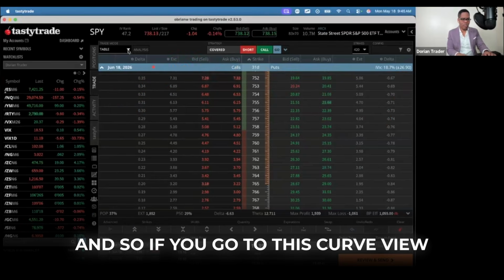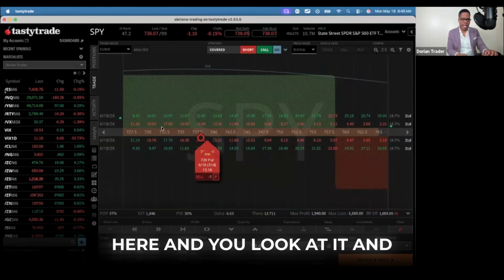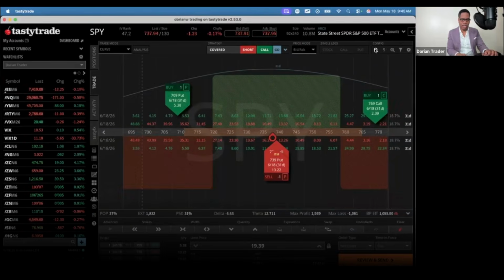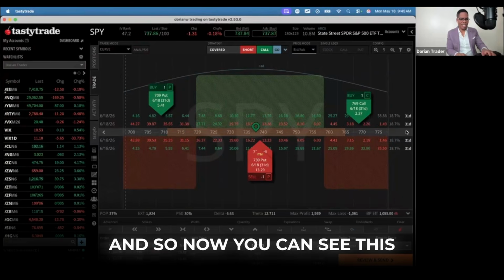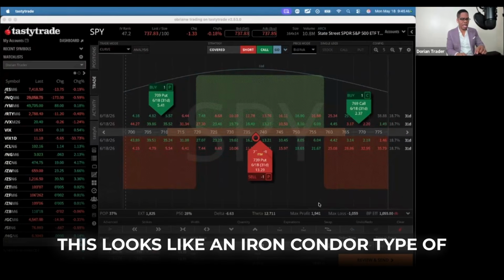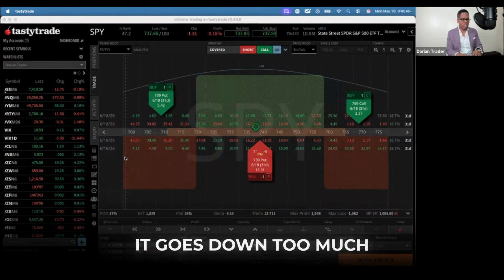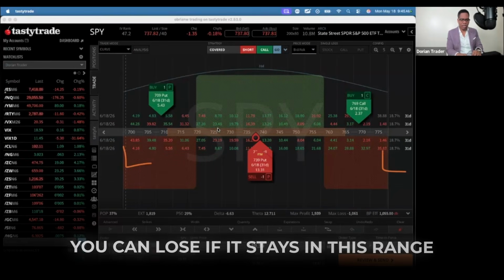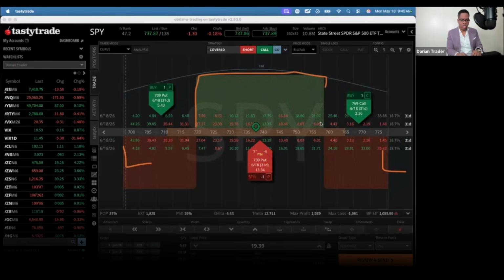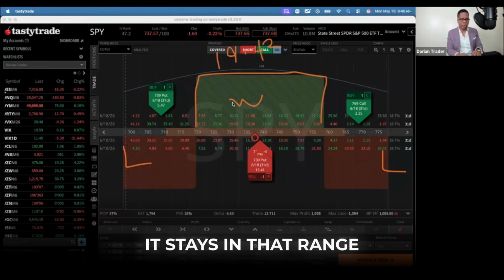And so if we go to this curve view here and you look at it, let me try to make it a little smaller. So there we go. And so now you can see this looks like an iron condor type of risk reward, right? If it goes down too much, you can lose. If it goes up too much, you can lose. If it stays in this range, you can win, right? And that's the range. It's 19.42 range. And you're going to win if it stays in that range.